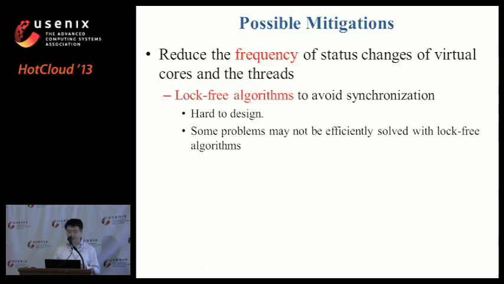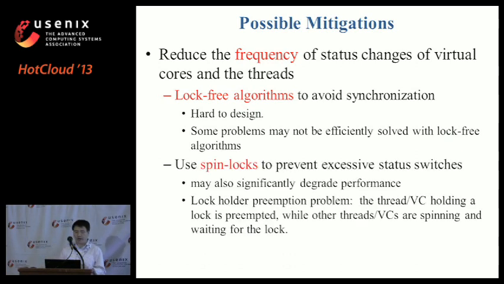To reduce the frequency, we may use lock-free algorithms to avoid synchronization. But lock-free algorithms are usually hard to design. Even if we have lock-free algorithms, they may not be efficient. We may also use spin locks to replace blocking synchronization so that we can prevent excessive status changes.